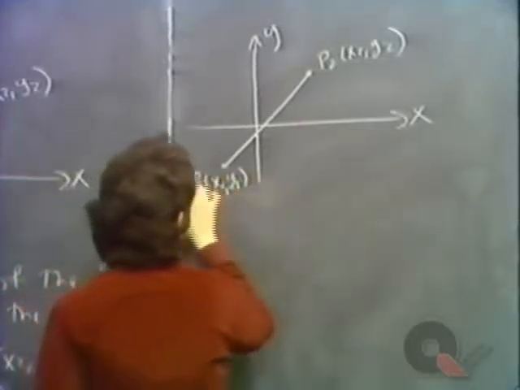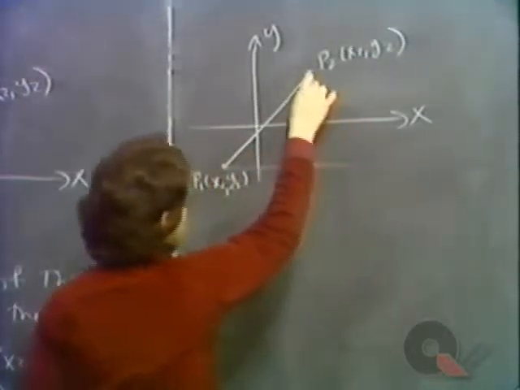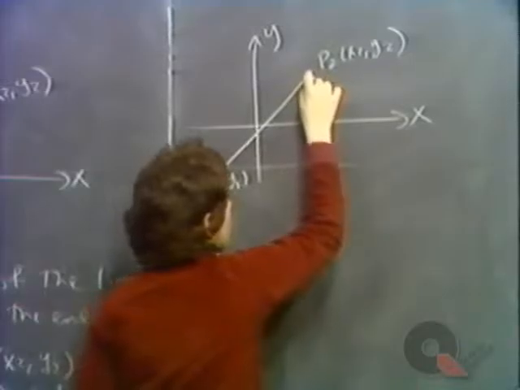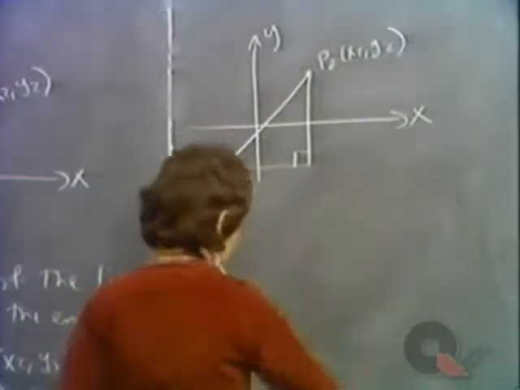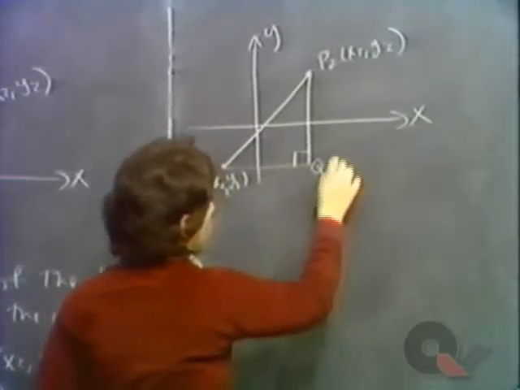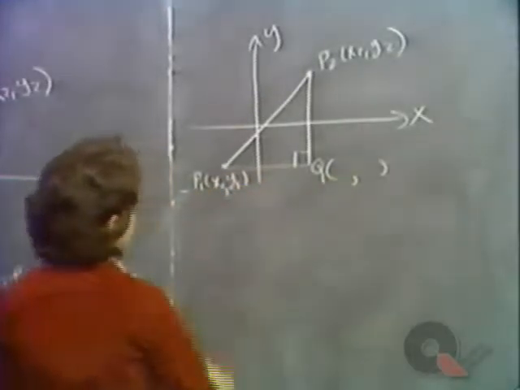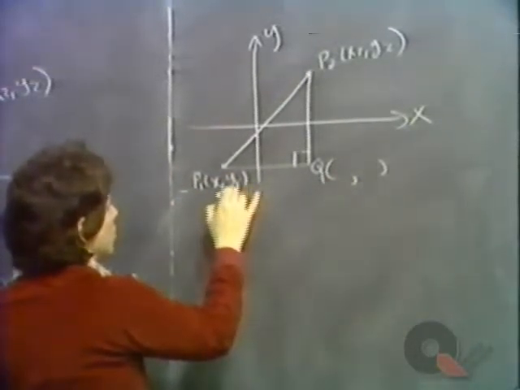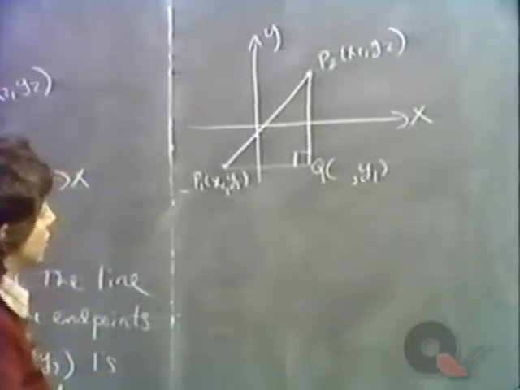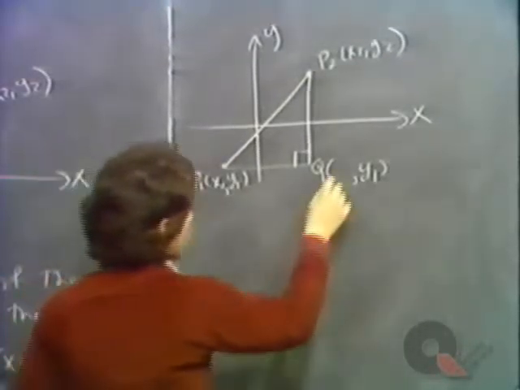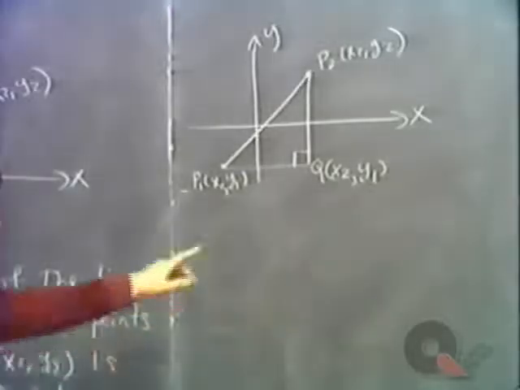Through P1, we can draw a horizontal line. And from P2, we can drop a perpendicular until it hits this horizontal line in order to finish off a right triangle. Let's say the right angle vertex here is at the point Q. We can then determine the coordinates of point Q. Since Q is on the same horizontal line as P1, it must have the same y coordinate as P1. So this is y1 for its y coordinate. Similarly, since Q is on the same vertical line as P2, it must have the same x coordinate as P2. It's x2 over, y1 for the y coordinate.